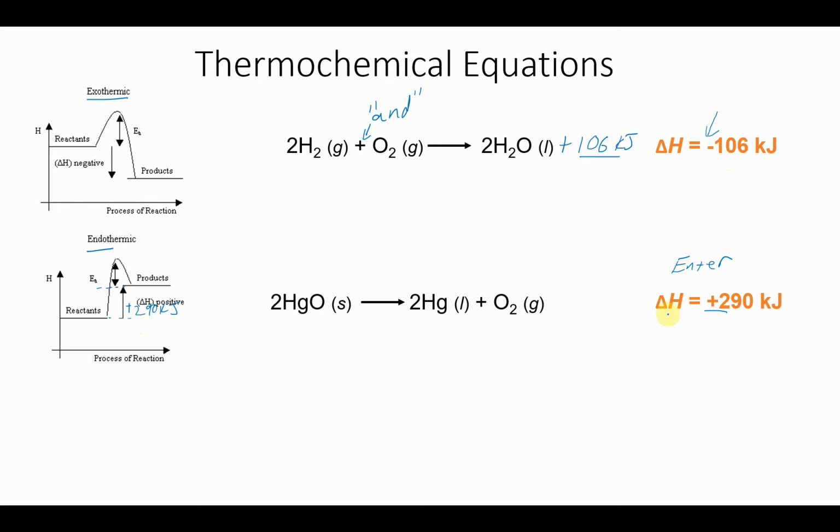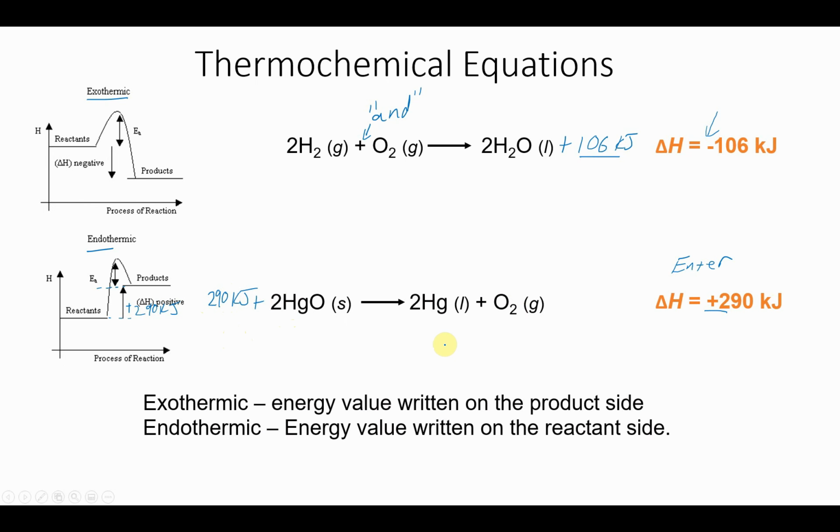Well, if it's absorbing that energy, it's entering the system, it's a reactant. The energy is sort of coming into the system, so we're going to put it on the reactant side. No sign whatsoever. Just put it in there as if it's another reactant. So now we're saying that mercury oxide absorbs 290 kilojoules of energy to make these two chemicals.